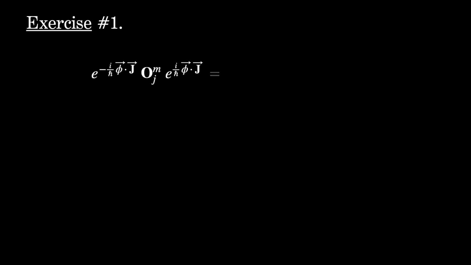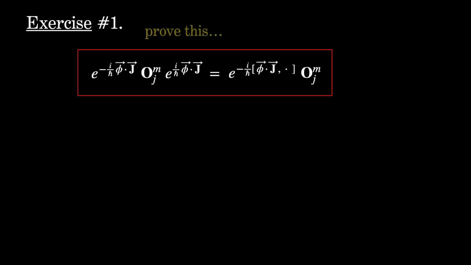For the first exercise, we ask you to prove an operator equation that one frequently encounters in symmetry transformations like rotations. We use the spin J operator, OJM, as an example, but basically any operator in Hilbert space is rotated by this unitary transformation. J is the angular momentum generator of rotations.